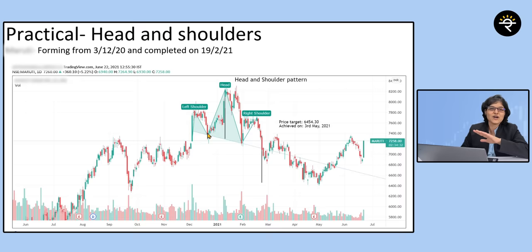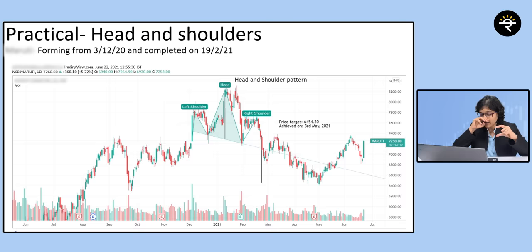Okay, now what is happening? This is a chart of Maruti. Now, you can see here, this is nothing but the left shoulder. Okay, then you can see a big head. Okay, and followed by a right shoulder. Now, can you visualize this with my shoulders and the head? Right, so you can see that left and right shoulders are almost similar in height, and head has a higher high.